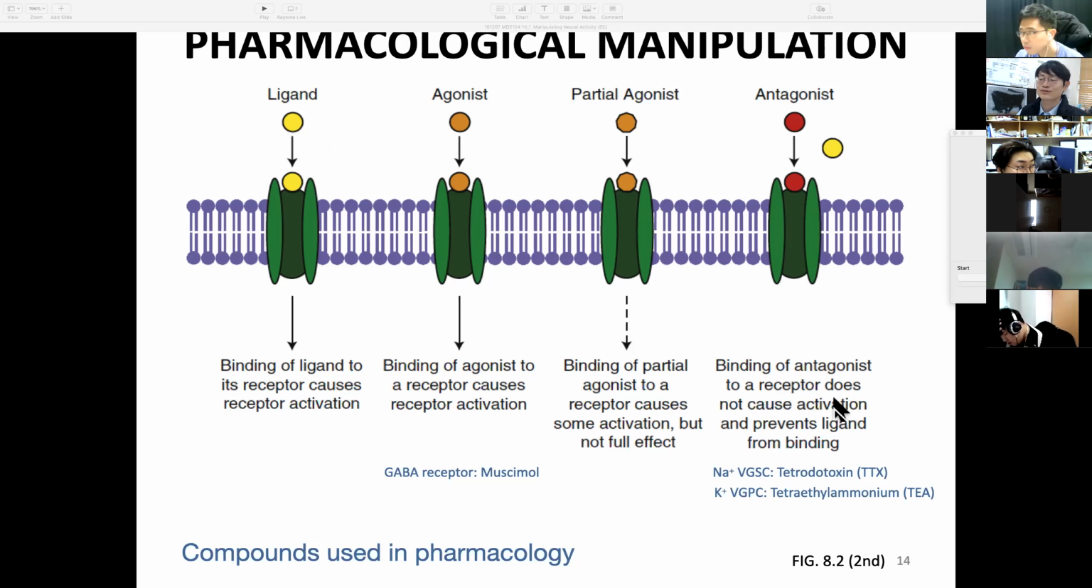A good example for us is actually the voltage-gated sodium channel blocker, okay? That's called tetrodotoxin, TTX, you will see it a lot. This originally comes from pufferfish toxin, okay? And the other is the voltage-gated potassium channel blocker, which is called tetraethylammonium. So there are these specific drugs which you can utilize for your experiment in a pharmacological way.